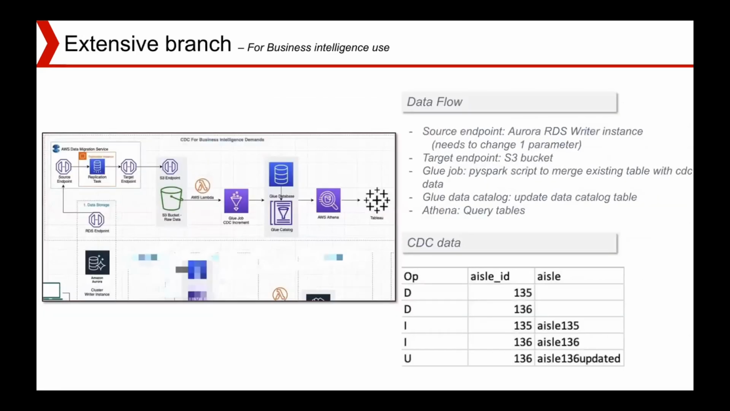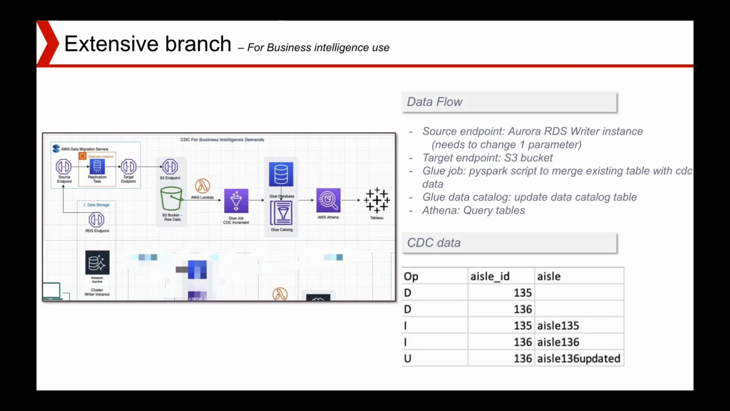So now let's look at our extensive branch. It's for the purpose of learning the CDC process. So it starts from the left. We use Database Migration Service, or DMS, to implement the CDC process. The source endpoint will be the Aurora writer instance. And in order to enable CDC, we need to change one setting in the RDS PostgreSQL parameter group, which is to change the RDS logical replication from 0 to 1. The target endpoint is another S3 bucket to store data coming from DMS.